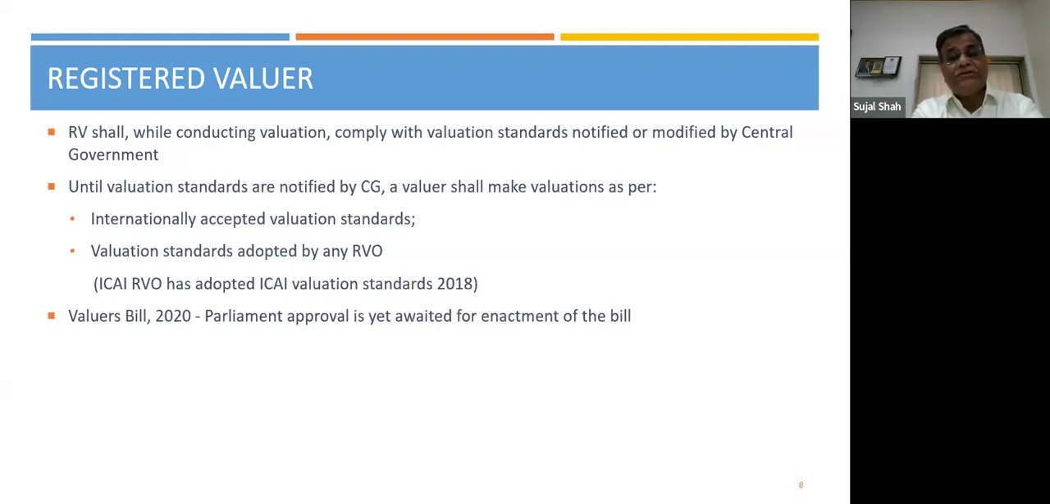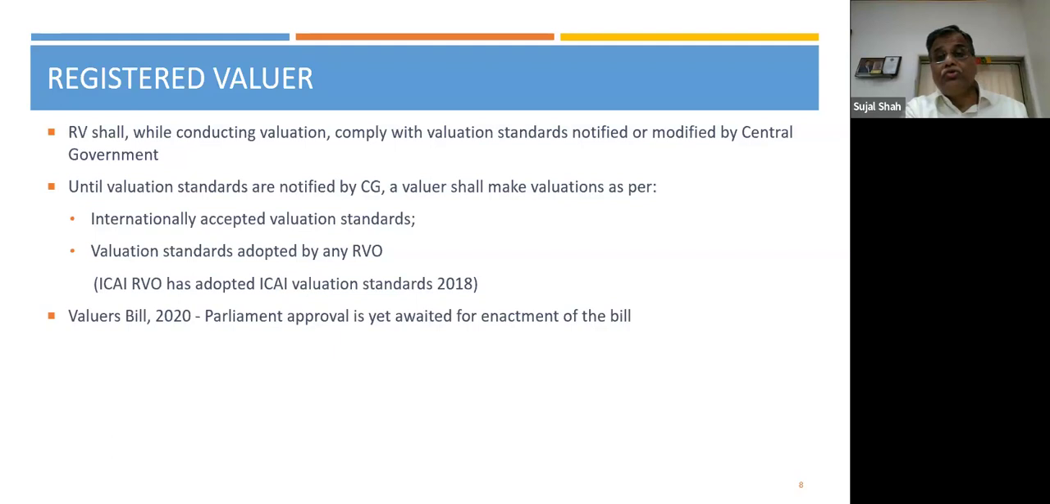In 2018, the CA Institute brought the valuation standards. And Vitang will explain to you in detail the valuation standards which are already notified. But today we are the only institute which has come out with their own standards. Other institutes are still in the process of drafting or waiting for the government to come out with their own standards. But till that time, our valuation standards remain the only standards approved, as of now, for operational purposes.